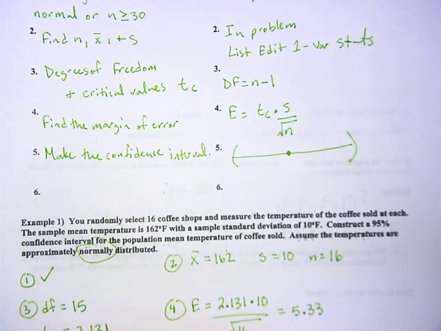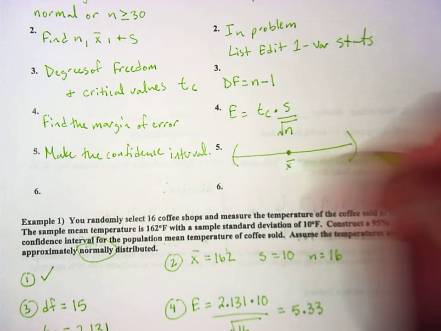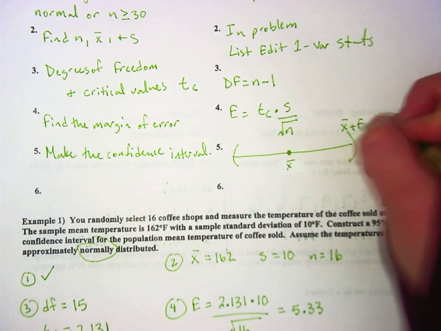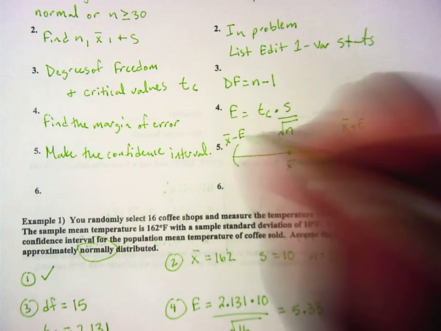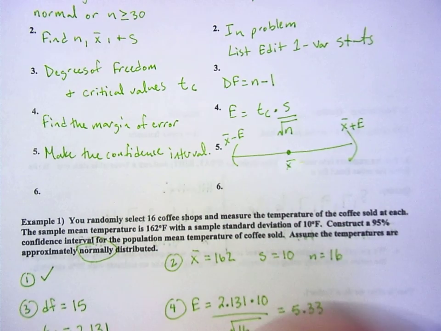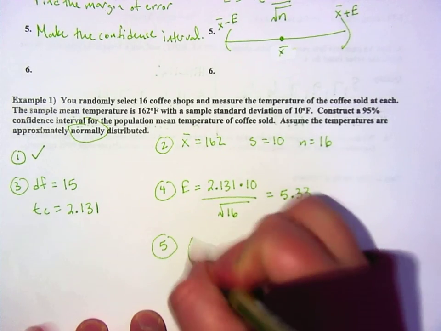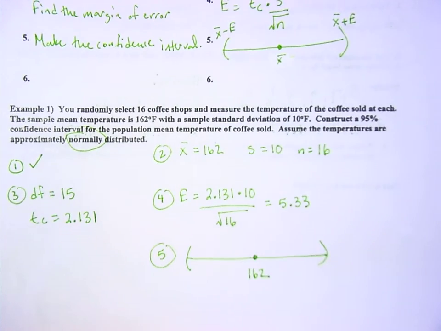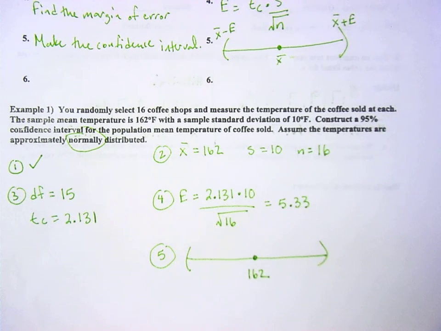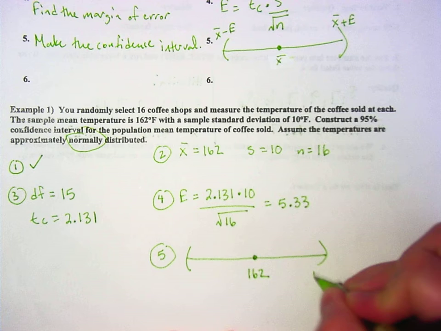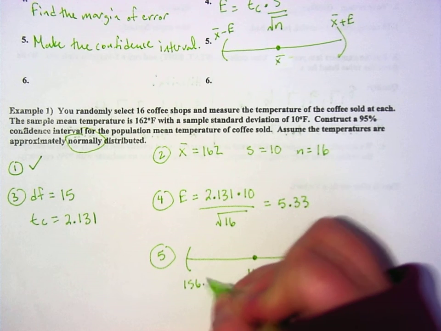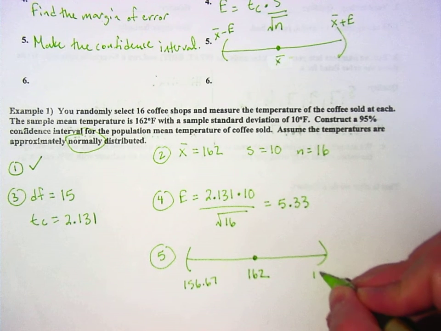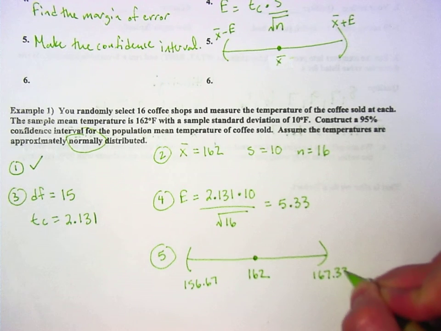So the average is 162. X bar goes in the middle. This one's going to be X bar plus the error, and this one's X bar minus the error. But if we go down to my work, that's where 162 will be in the middle in this problem. And then we're going to add 5.33 and subtract 5.33. So I get 156.67 and 167.33.